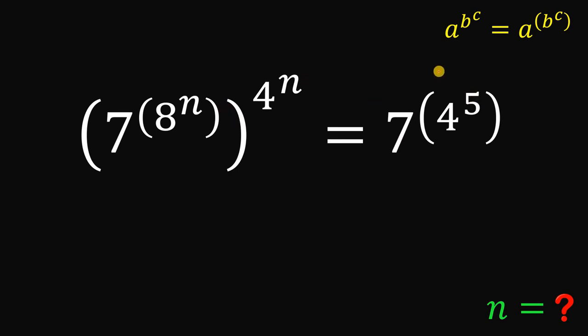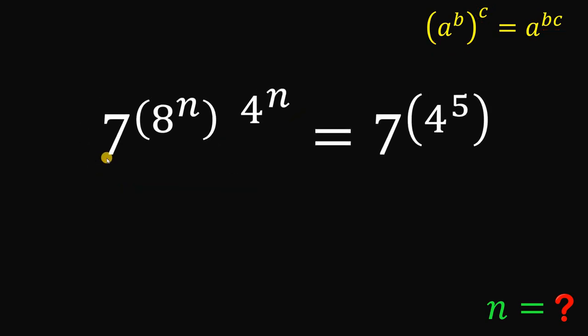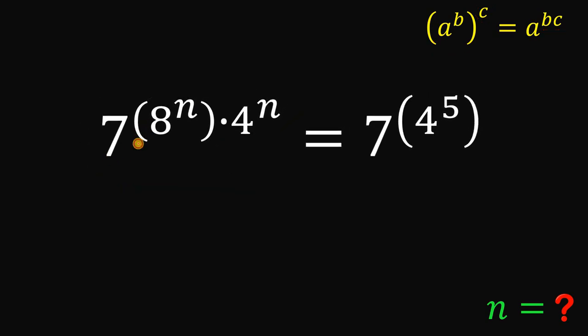Alright. Now, at this point, we will use some laws of exponent. Take note: if we have a raised to the power of b raised to the power of c, this can be written as a raised to the power of b times c. So, the left-hand side of our equation, 7 raised to the power of 8 raised to n, raised to the power of 4 raised to n, can be written as 7 raised to the power of 8 raised to n multiplied by 4 raised to n.